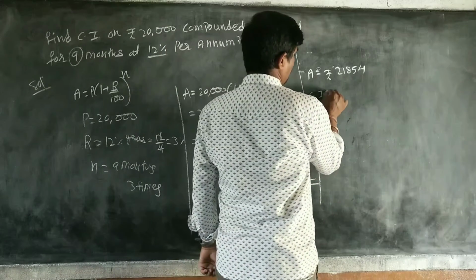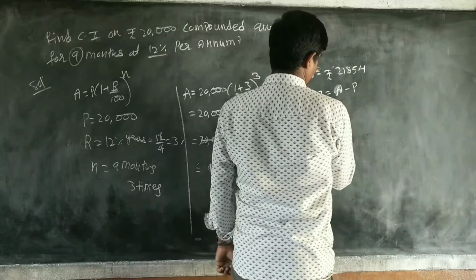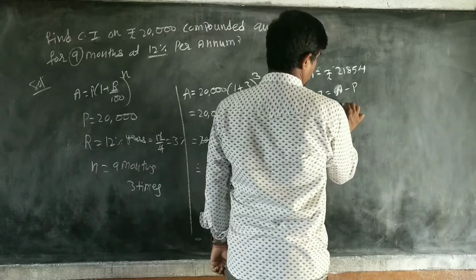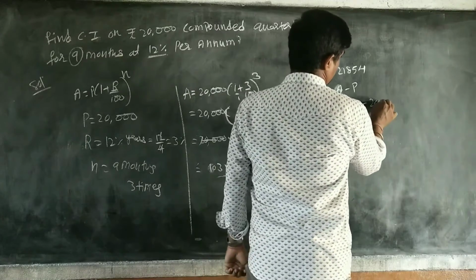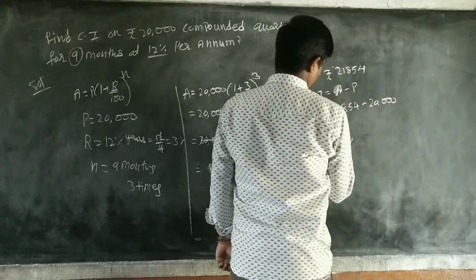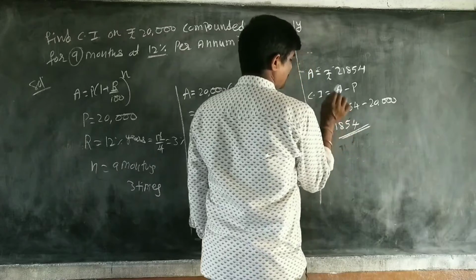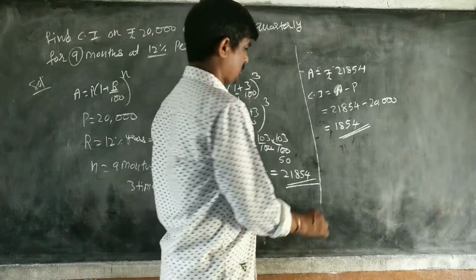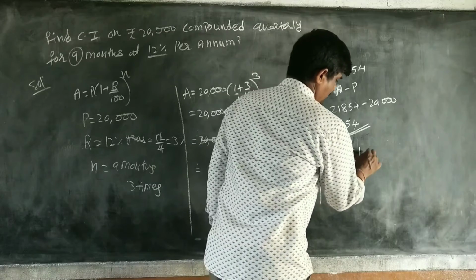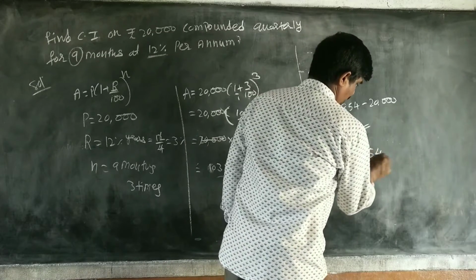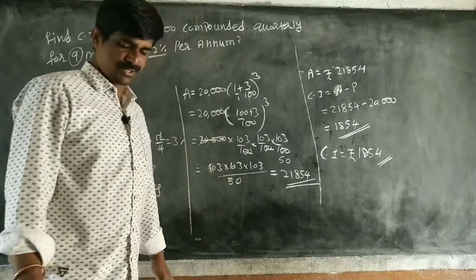CI is equal to A minus P. A is equal to 21,854 minus principal 20,000. Therefore, compound interest is 1,854 rupees. This is the compound interest. Compound interest is equal to rupees 1,854. Right. This is another method. Copy it.